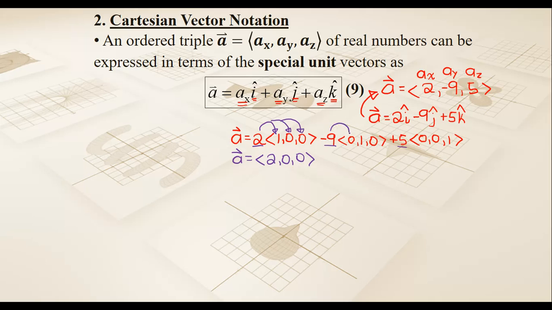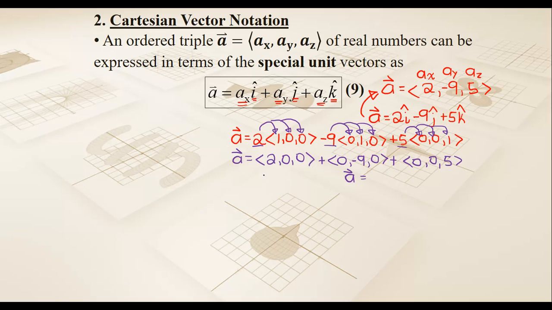Then we take the negative 9 and multiply it by all three parts of the special unit vector j. So that would be plus 0, negative 9, 0, and then plus, take this 5 and multiply it by everyone here. So it would be 0, 0, 5. And now look what happens. We're now adding three vectors together.